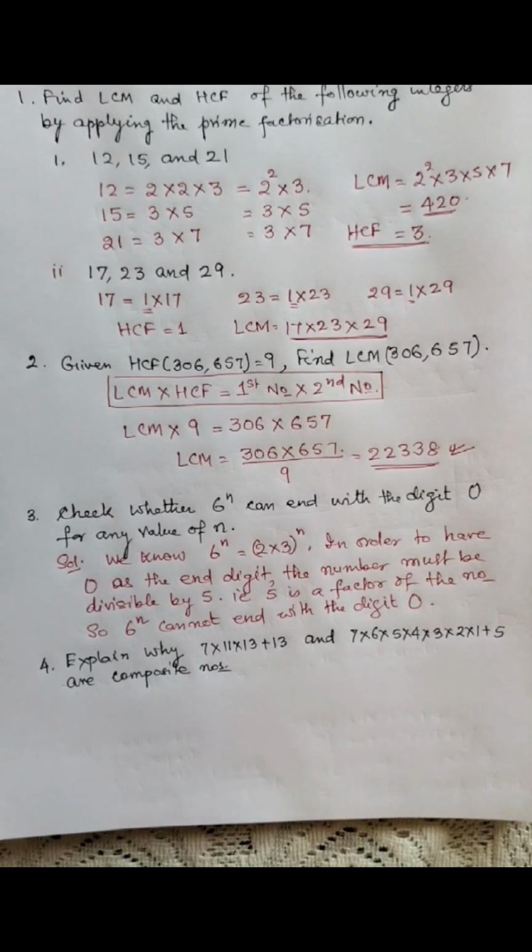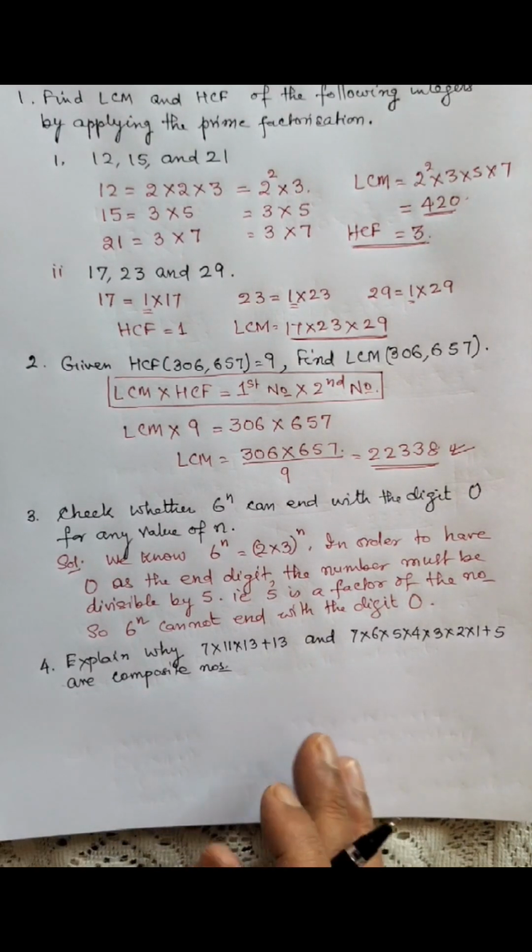What is a composite number? We know the composite numbers are the numbers which have factors other than 1 and itself, and it can have many factors, then only it will be a composite number. Otherwise it will be a prime number. A prime number is a number having factors 1 and itself only. So let us see the first number.